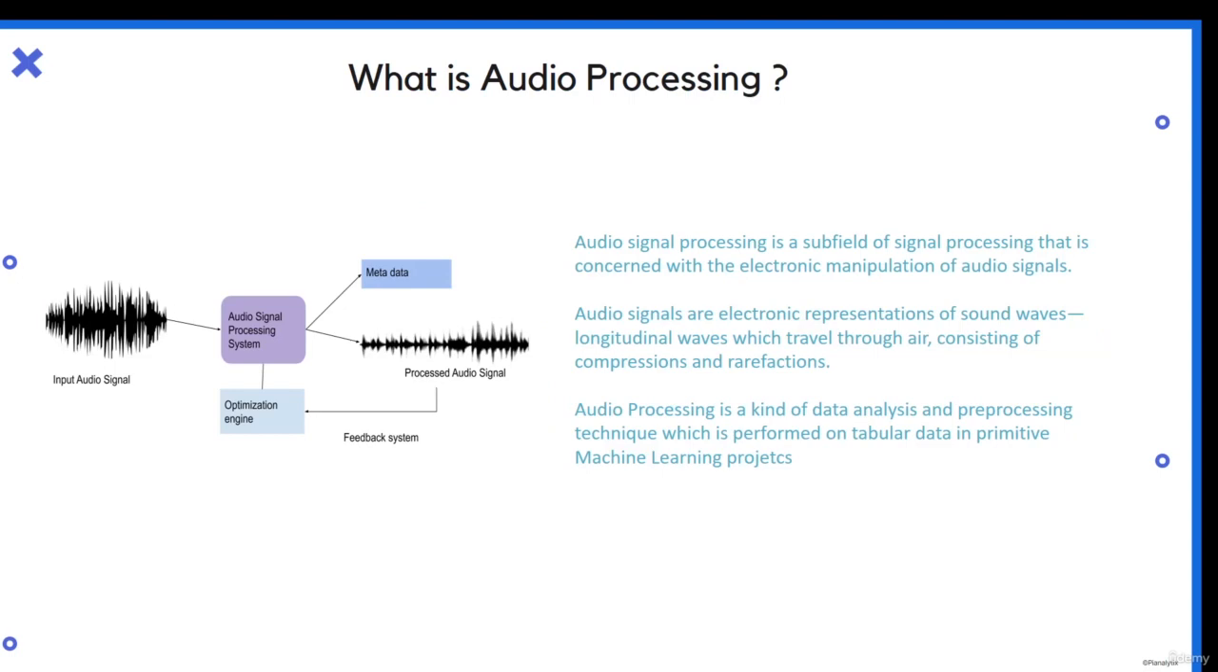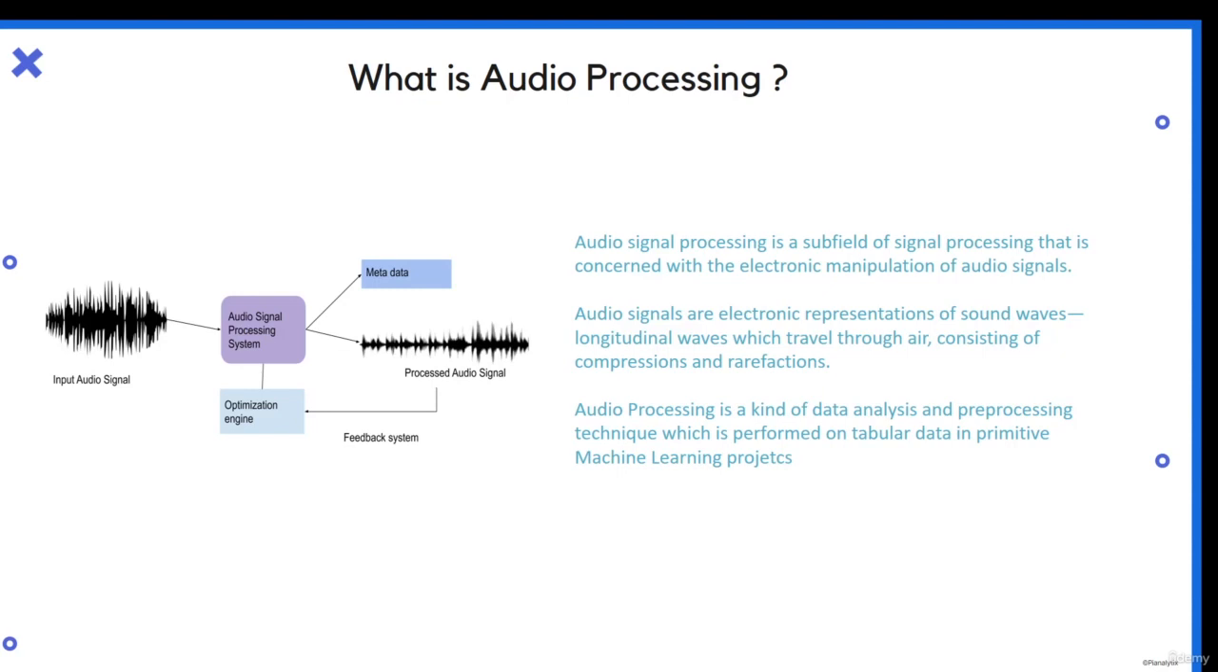Now moving on, what is audio processing? As given in the figure, there is an input audio signal, an audio signal processing system, and it will give you some metadata and a processed audio signal. Metadata is the numerical features that we have converted from the audio signal to tabular data, and the other output is the processed audio signal. For example, if I want to perform a denoise operation to remove the noise, I'll take that audio signal, process it, convert it to metadata, change it, and then convert it again to a processed audio signal, and that will be my whole result.